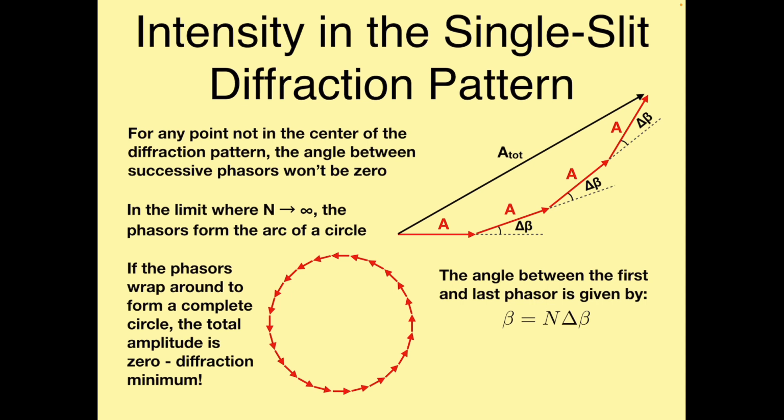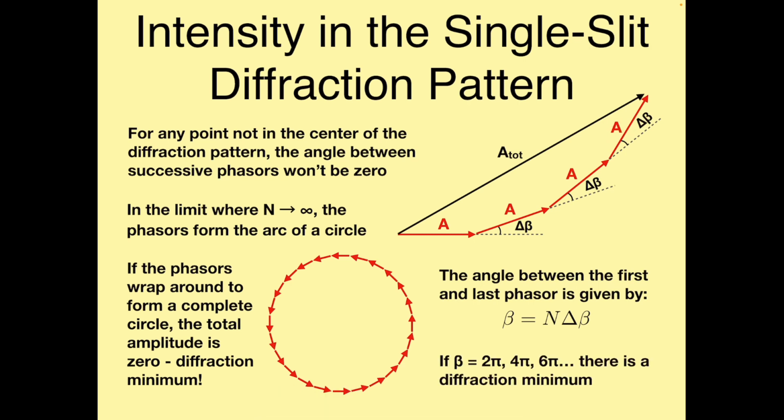Well, the angle between the first phasor in our diagram, which is shown here, and the last phasor, which is shown here. So what is the angle between this and this phasor? We'll call that beta, okay? So beta is equal to n times delta beta. The idea is to get from here to here, you have to increase the angle by a certain amount, which is just the number of phasors you have times the angle we increase by for each one of those phasors. So it's just n times delta beta. Okay, that would be the angle between the first and the last phasor.